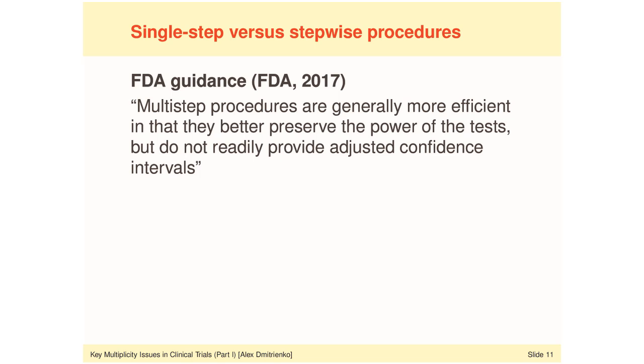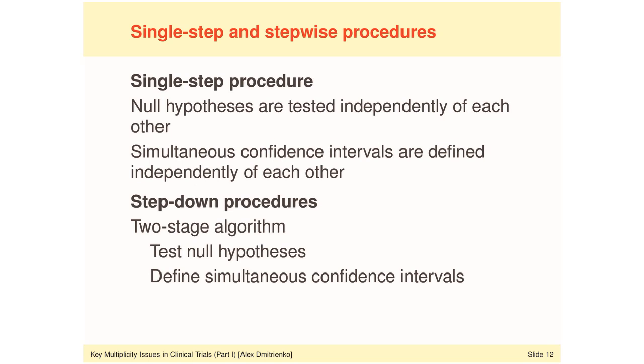And the most important point, as we see on the slide, is that multi-step procedures, which means stepwise procedures, are generally more efficient in that they better preserve the power of the tests, but they do not readily provide adjusted confidence intervals. In those cases when we can define a set of simultaneous confidence intervals associated with a stepwise procedure, here's the main difference between the algorithms used by single-step and more efficient stepwise procedures.